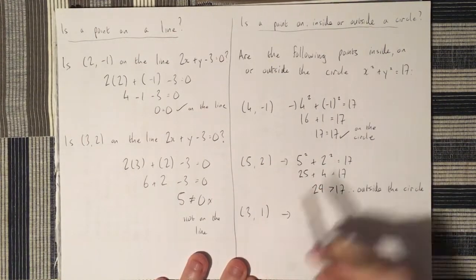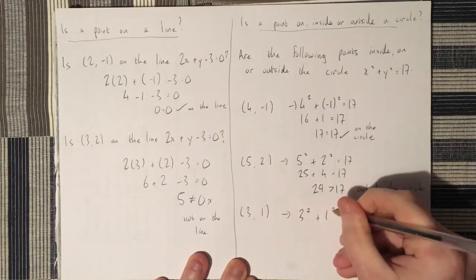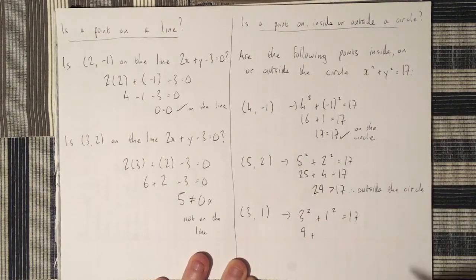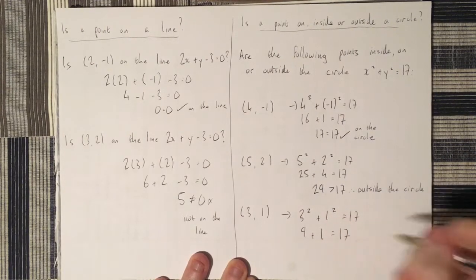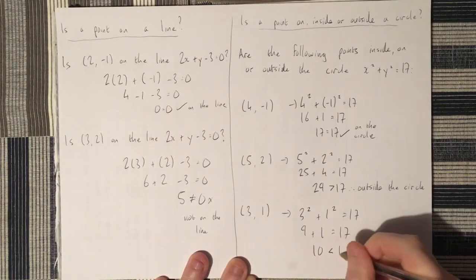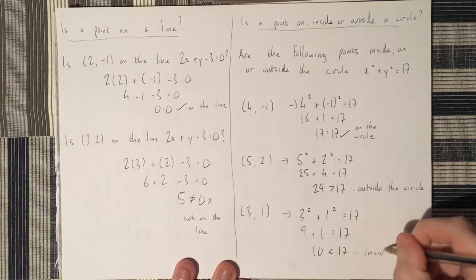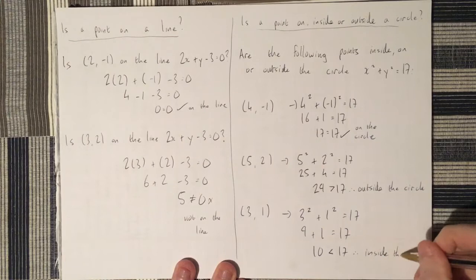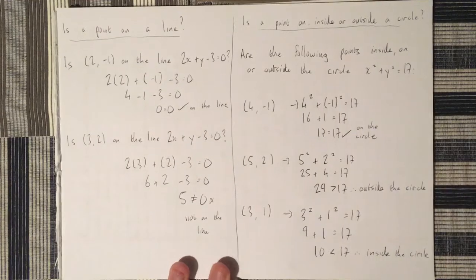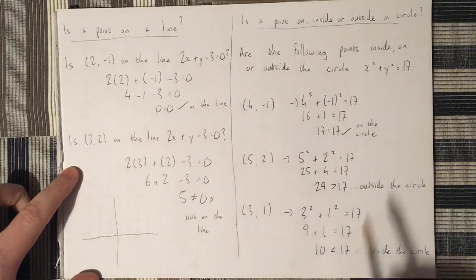So subbing 3, 1 into the same circle. So 3 squared plus 1 squared, is that equal to 17? 3 squared is 9, plus 1 squared is 1. Is that equal to 17? Well, 9 plus 1 is 10. 10 is less than 17. So that means that point is inside the circle.